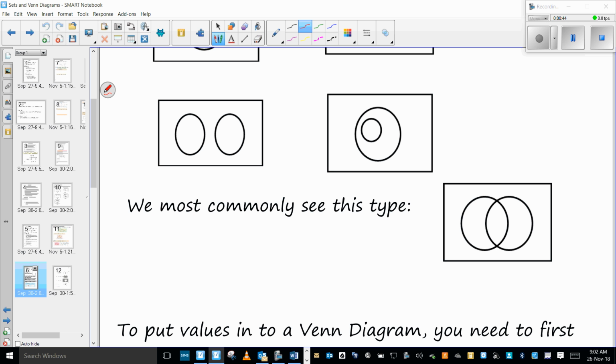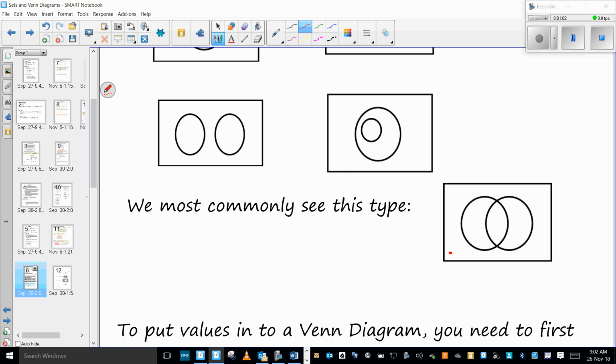Do we remember what that is known as when we have one set completely inside another? Good again, the reading there. Subset. But as I said here, this is the most common type that we will see.